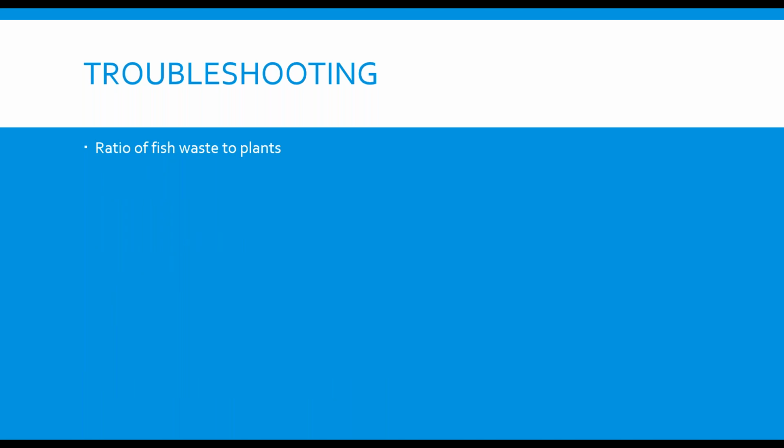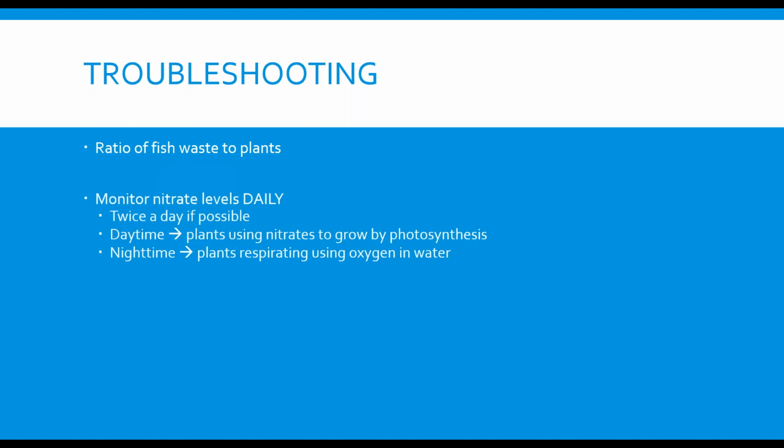So you will probably need to do water changes, especially in the beginning while things are getting adjusted. And it's very important to get that ratio of fish waste to plants perfect. Again, this is going to be kind of a rolling, we'll see what happens kind of deal. It's extremely important that you monitor your nitrate levels daily, and twice a day if possible, because during the day, the plants are going to use your nitrates to grow by photosynthesis. So using carbon dioxide and light, they magically grow and make water and oxygen.